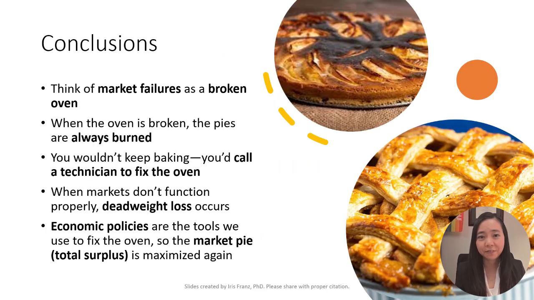Think of a market failure like a broken oven. If the oven is broken, every pie you bake comes out burned. You wouldn't keep baking. You would call a technician to fix the oven. In economics, when markets don't work properly, we get deadweight loss. Economic policies are the tools we use to fix the oven, so the market pie, total surplus, is maximized again.